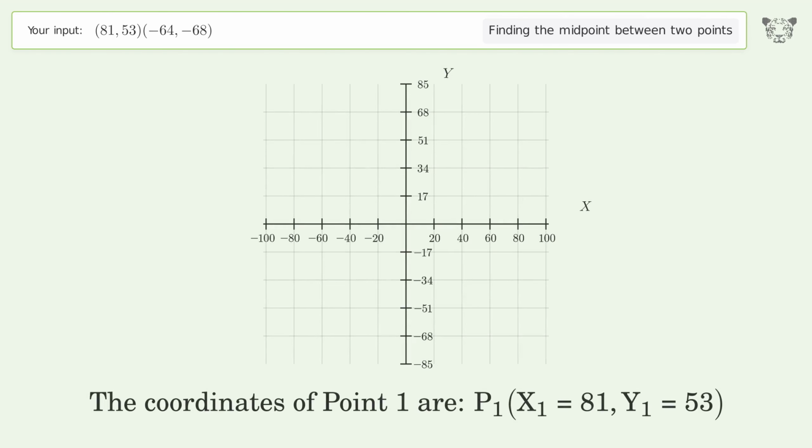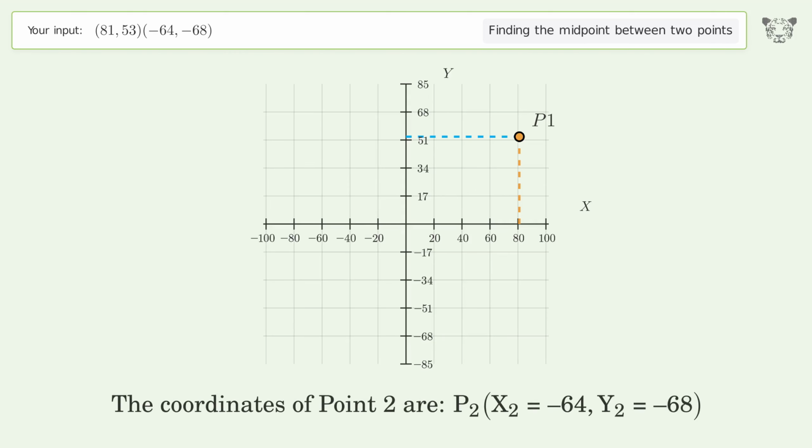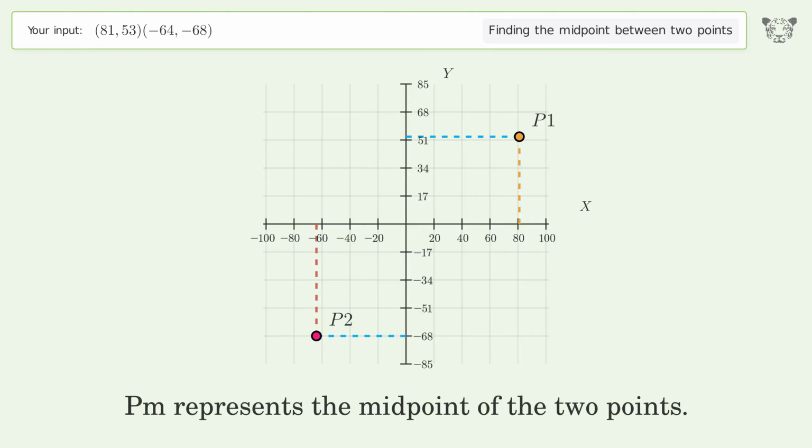The coordinates of point 1 are, x1 equals 81, y1 equals 53. The coordinates of point 2 are, x2 equals negative 64, y2 equals negative 68. PM represents the midpoint of the 2 points.